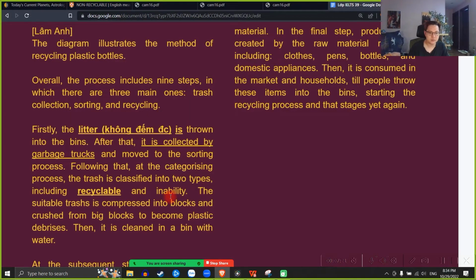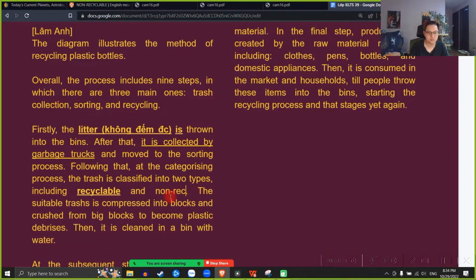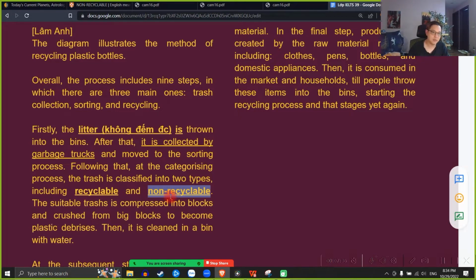Không thể tái chế được. It's non-recyclable. You không cần dấu gạch ở đâu. You do not need this comma actually. You do not need this hyphen actually. But it's fine. Just put it there.